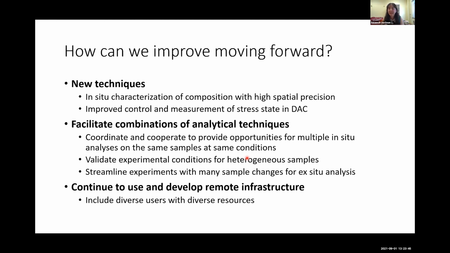I think that we need to facilitate combinations of analytical techniques. I think often when we struggle as a community to have completely reproducible samples from run to run, it's really important for us to be able to do the same measurements on the same sample. So what we want to do is to come up with ways to better coordinate and cooperate to provide opportunities for multiple in situ analyses on that same sample at the same conditions. I think there are more creative ways to solve the problem. We mentioned last night in discussion that HP Sync was originally envisioned to do something like this. So how can we do this in the future to allow us to move around the ring freely?